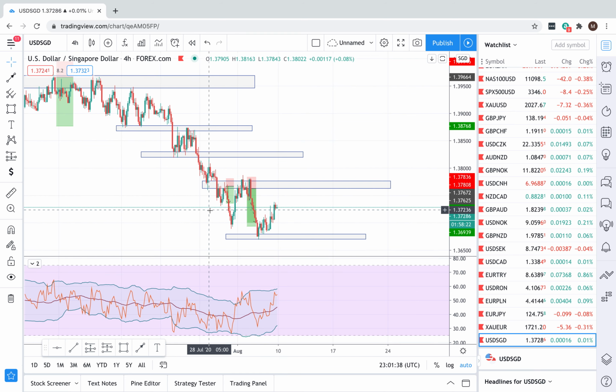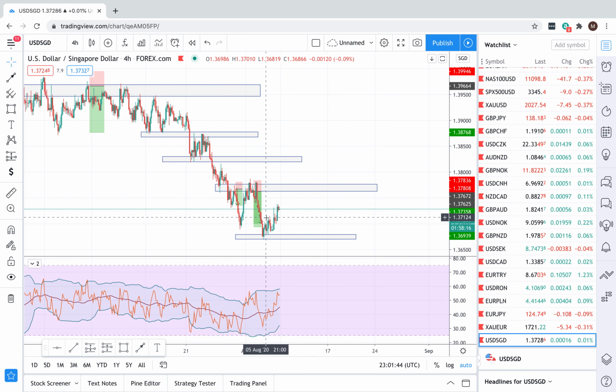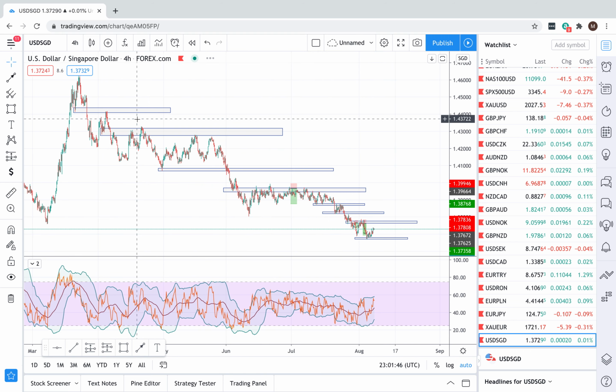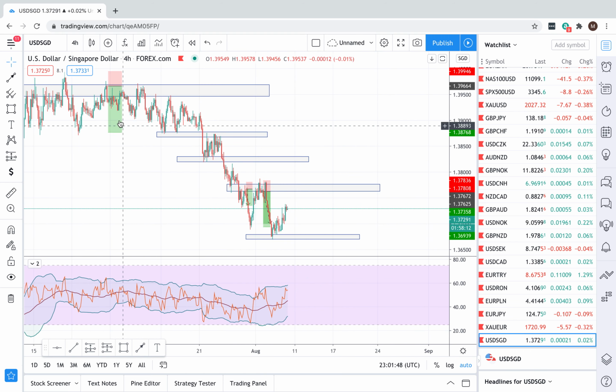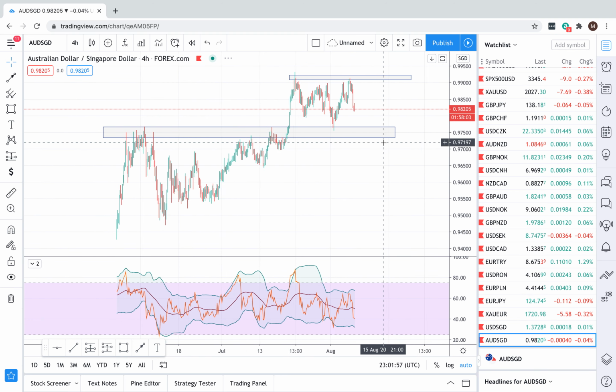USD SGD is a pair that's been consistently called out and been dominated non-stop. I called it out all the way back here twice, called it out here, called it out here, here again, non-stop wins. I think like 5 wins in a row on USD SGD. Amazing.